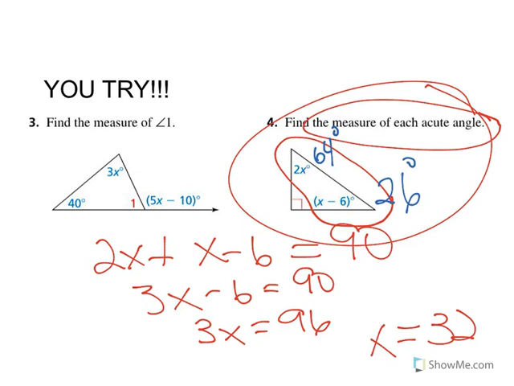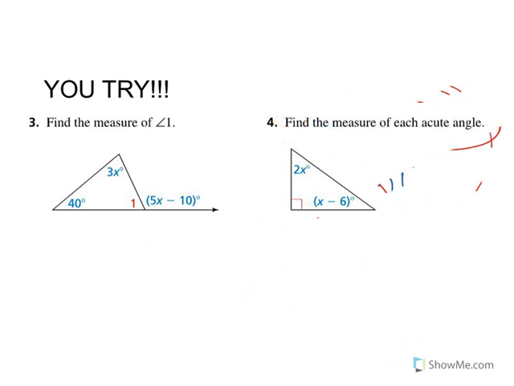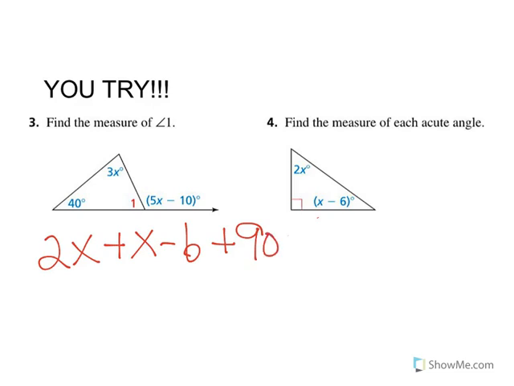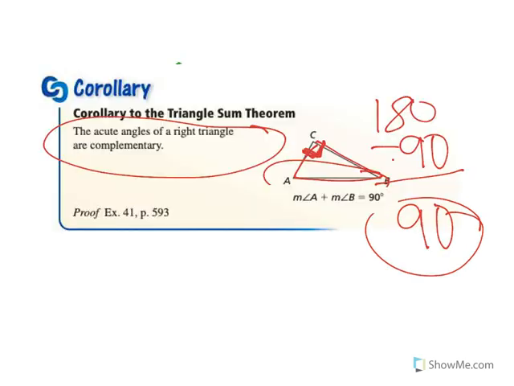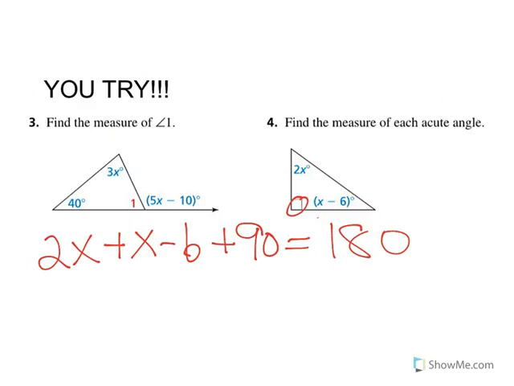You don't have to remember that corollary, actually, ever. If you remember, which you need to remember, that all of the angles in a triangle add up to be 180, you could simply do 2x plus x minus 6, plus 90, equals 180, and do the same thing. Solve for x. So you don't technically have to remember this last corollary. As long as you remember that all 3 angles add up to be 180, you just have one extra step of subtracting that 90 out.